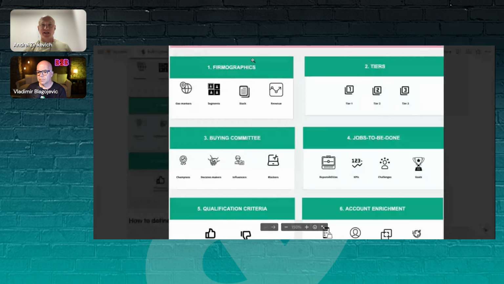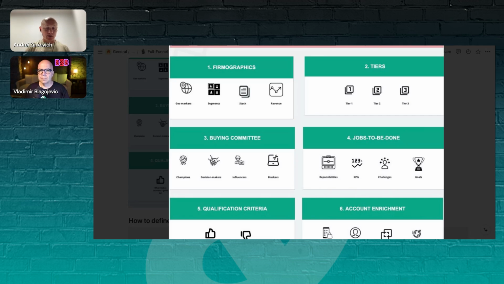When you understand these typical roles, you know these different buying committee members. You can run additional research, and your goal is to understand the responsibilities of these people, or jobs to be done, what they're in charge of, what their typical KPIs are, what their typical challenges are, and what their typical goals are. So why are we doing this? Because we want to be relevant, right?